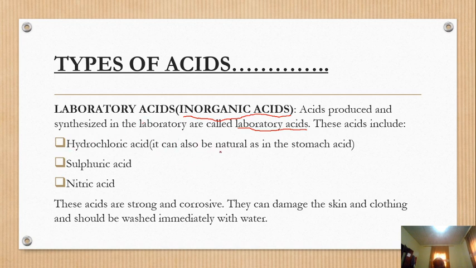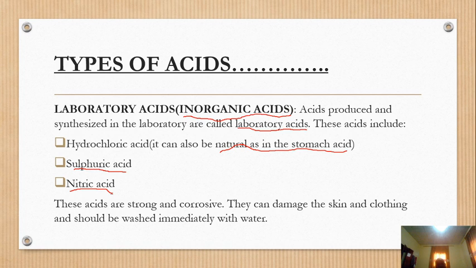Hydrochloric acid can also be natural, as in stomach acid, right? Sulfuric acid, which is found in carbohydrates. Nitric acid, which is found in explosives and fertilizers. These acids are very strong and corrosive.